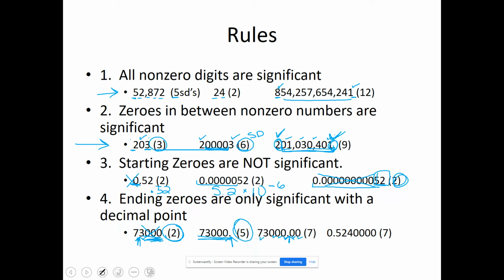So these 2 numbers count because they're non-zero. And then these are all ending zeros. And there's that decimal point right there. So it makes them all count. So ending zeros with the decimal all count. So there's 7 sig digs.